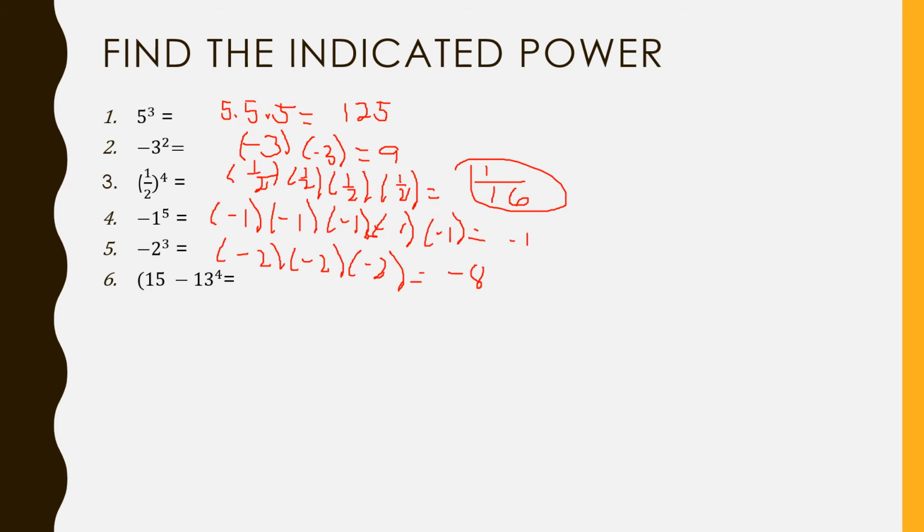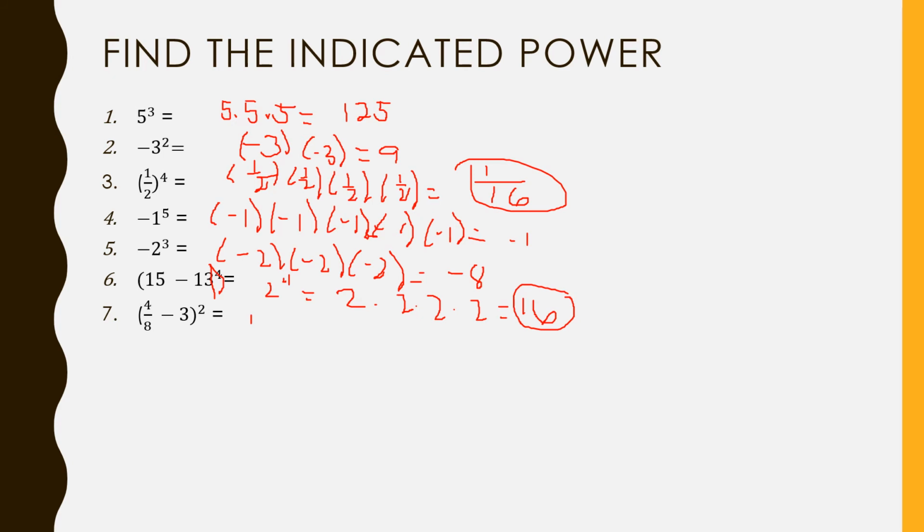Number 6. We forgot to put the parentheses. That means 15 minus 3 raised to 4. So that's 2 raised to 4. We multiply 4 times: 2 times 2 times 2 times 2. 2 times 2 is 4. 4 times 2 is 8. 8 times 2, 16. So 16 is the answer. Next, number 7.